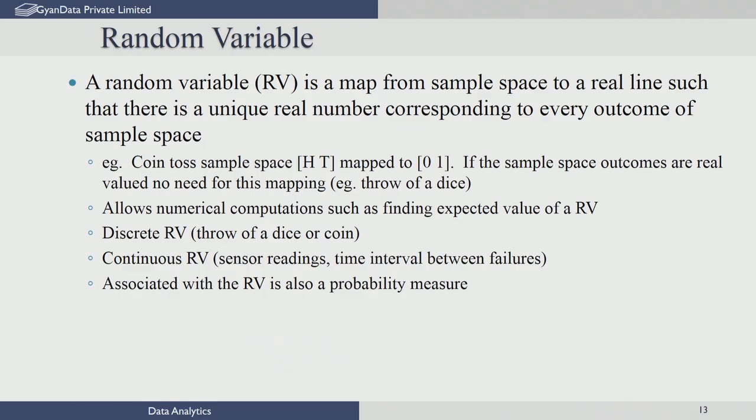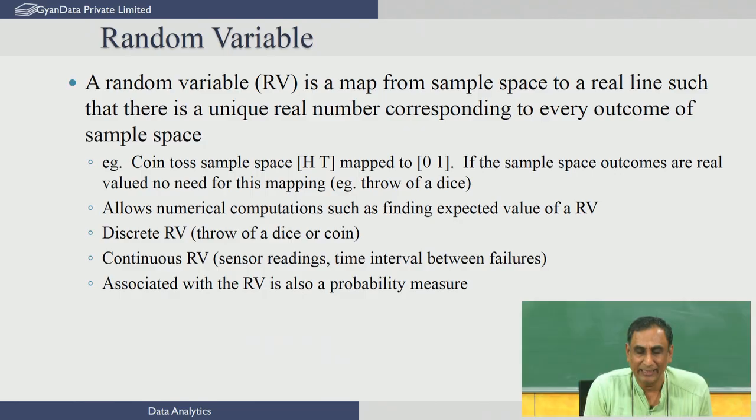Let us take the example of a coin toss experiment in which the outcomes are denoted by symbols H and T. H refers to the head and T refers to the tail. Unfortunately, we will not be able to do numerical computations with such a representation. Therefore, what we do is to map these outcomes to points on the real line. For example, we map H to 0 and tail to 1. The random variable, or function that maps the outcomes of a sample space to this real line, is what we are referring to as a random variable.